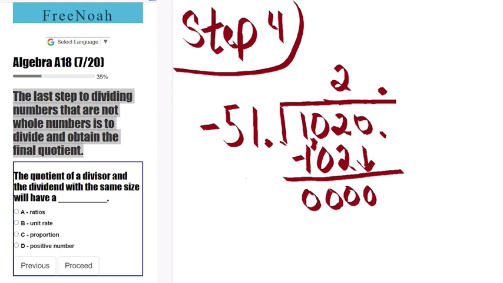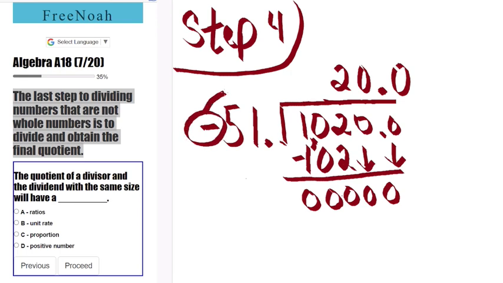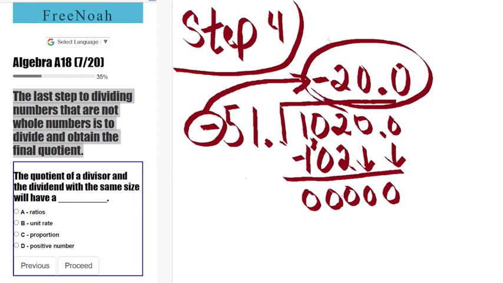So we got 3 zeros. Drop down this fourth 0. 51 goes into 0 0 times. Apply a new 0 in the quotient. And just for fun, we're going to go ahead and add a 0 there and drop in another 0. And 51 goes into that 0 0 times. Ultimately, we're going to be left with tons of zeros if we keep going on. Now, take the negative and apply it to our new quotient so we can have a final quotient of -20. And that's step 4.